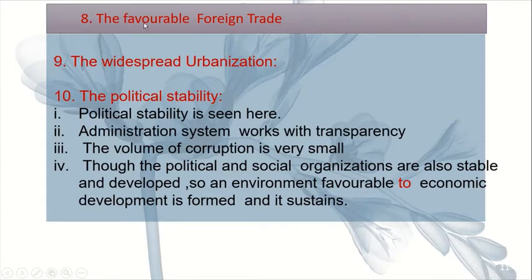8. The favorable foreign trade. So here, since the volume and quality of both agriculture and industrial goods are high, these countries can build up favorable trade relation with other countries in the field of international trade. And this relationship is also helpful for economic development.